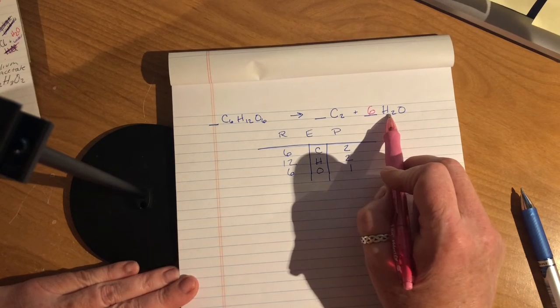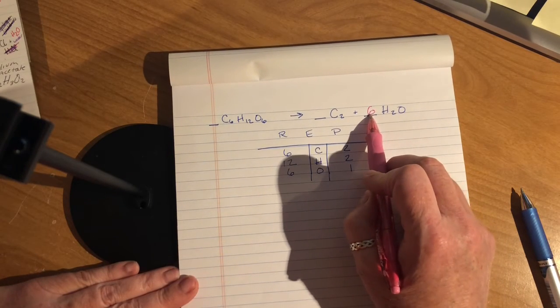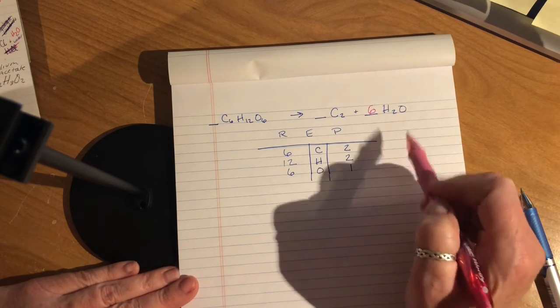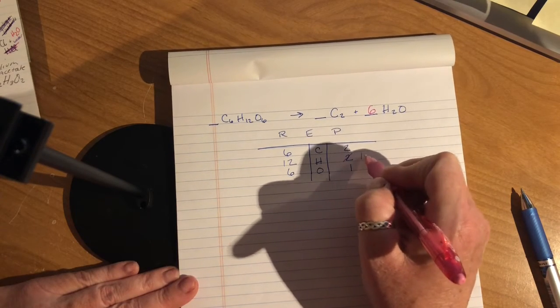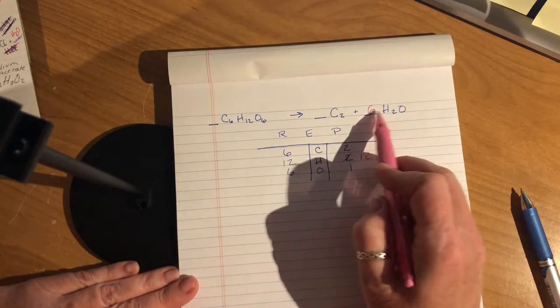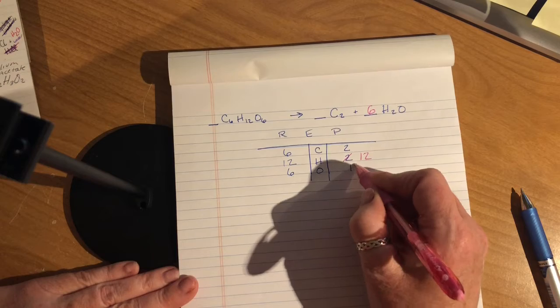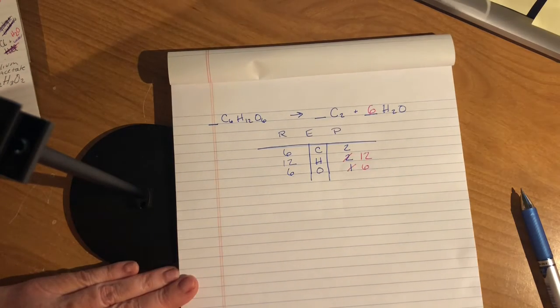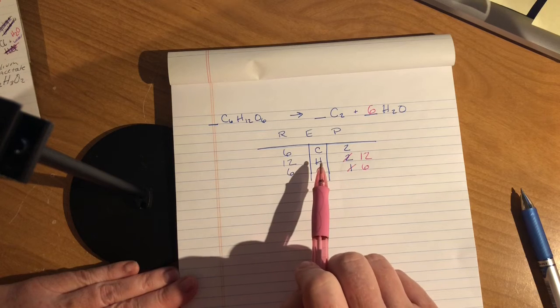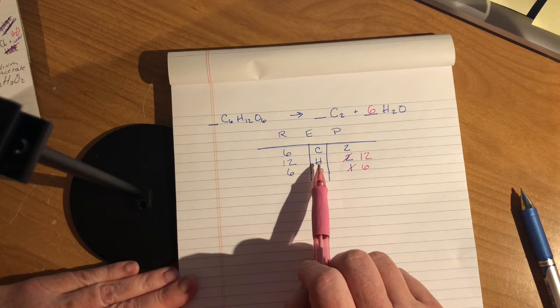When I do, I'm also affecting my hydrogen. 6 times 2 at a cluster of hydrogen gives me 12 atoms of hydrogen. But that 6 also carries through and gives me 6 atoms of oxygen. So far, so good. But I need to keep using more coefficients.